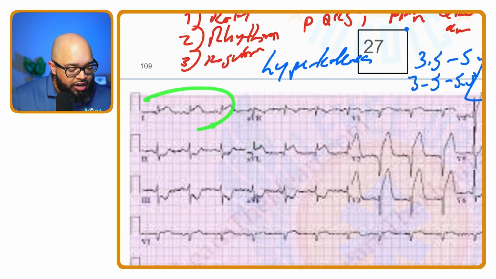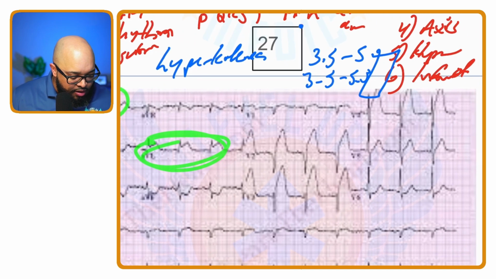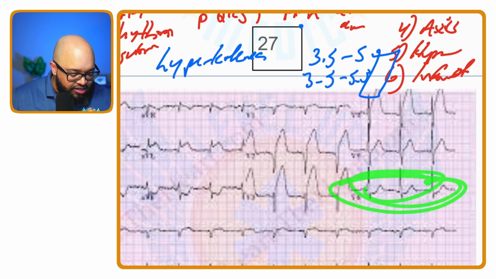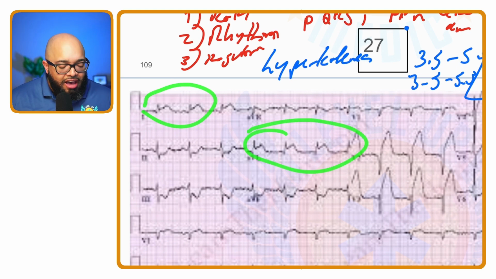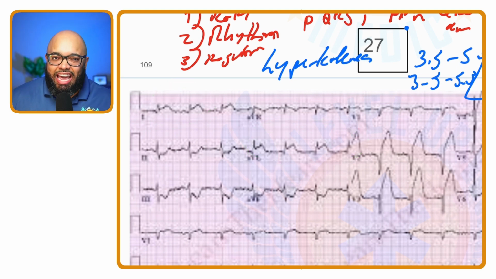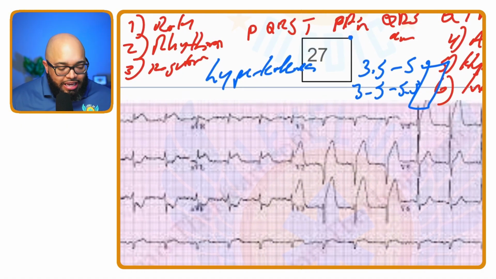So I have elevation in 1. I have elevation in AVL. Let's check V5. V5, it doesn't really look like it there. And there's no elevation in V6. So right now, in 1 and AVL, those are the lateral leads. I'm seeing ST elevation in the lateral leads. But I haven't finished looking at all the leads.